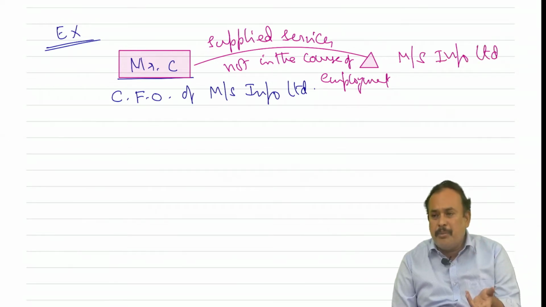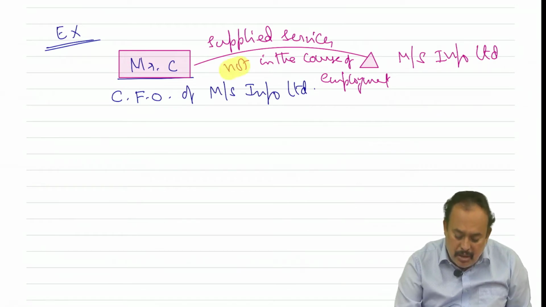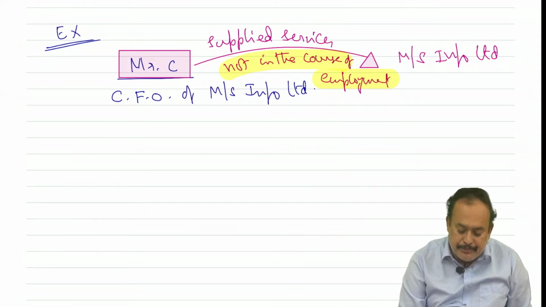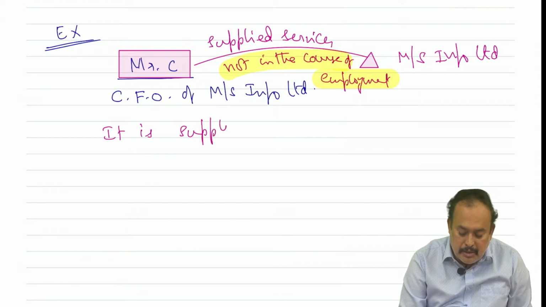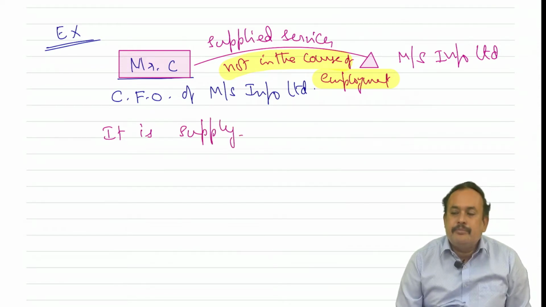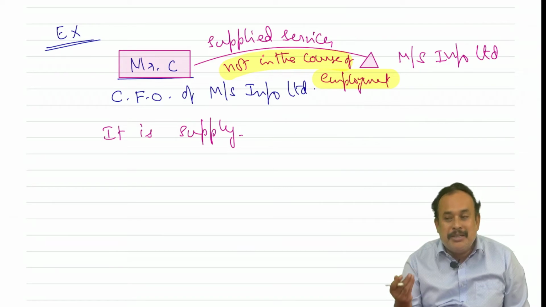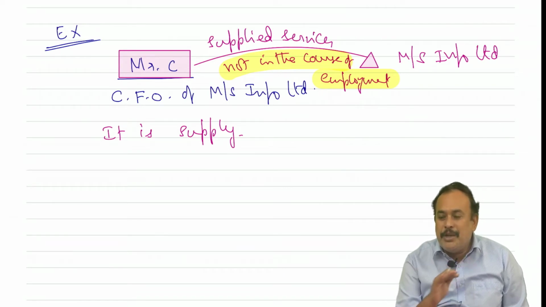Not in the course of employment. They said not in the course of employment. In that case, it is a supply. Supply includes it. So who is liable to pay GST? Do you feel Info Limited, the recipient, is liable to pay GST? Absolutely not.